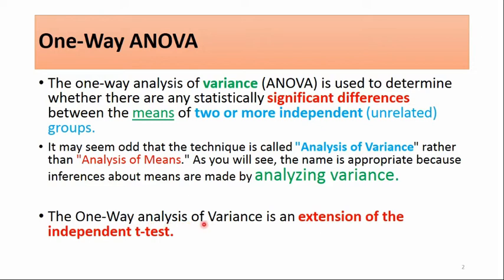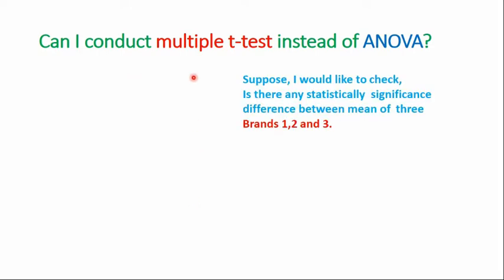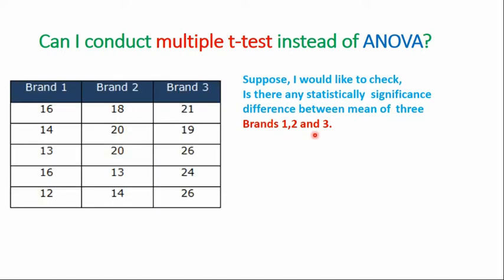The one-way analysis of variance is an extension of the independent t-test. When the independent t-test exists and ANOVA is its extension, can we perform multiple t-tests? Can I conduct multiple t-tests instead of ANOVA? Suppose I would like to check whether there is any statistically significant difference between the means of three brands, brand 1, brand 2 and brand 3. I would like to check the difference between three brands.